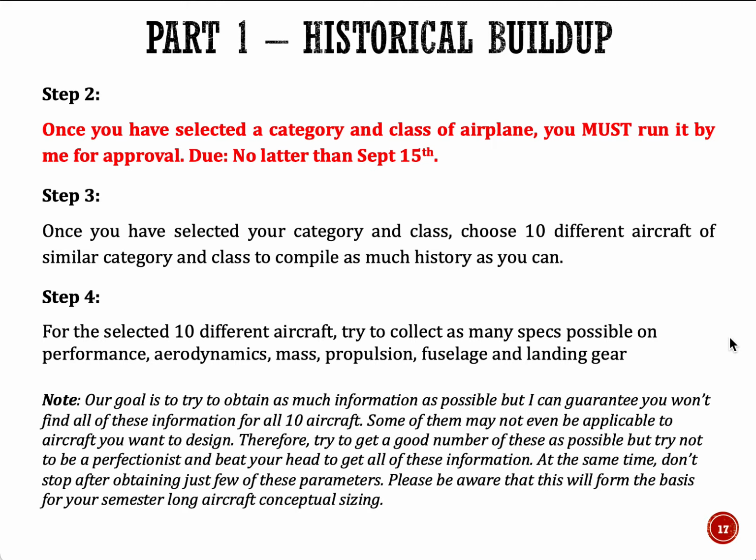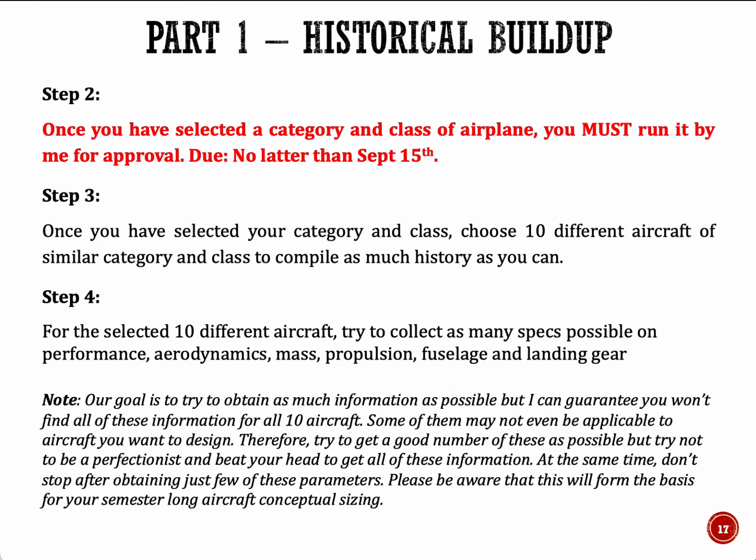All right. So step four is basically the prime of the assignment because this is where you'll be spending a lot of time. You'll be collecting specifications, or specs, on performance, aerodynamics, mass, propulsion, fuselage, and landing gears. This will take time, so make sure to start the assignment early.